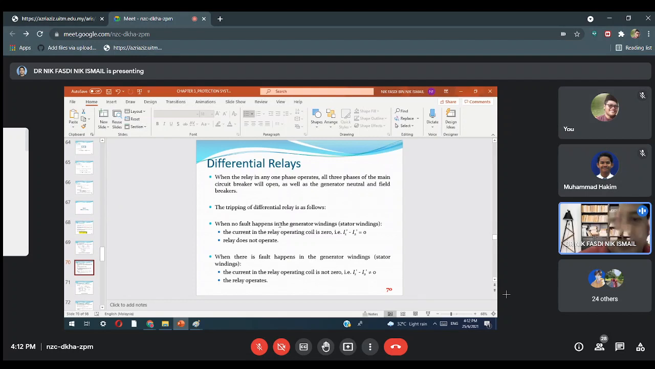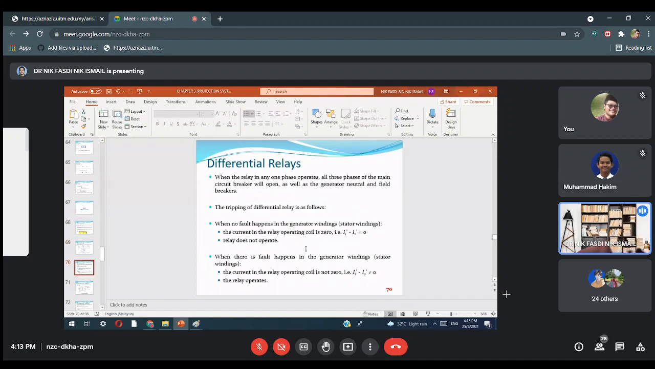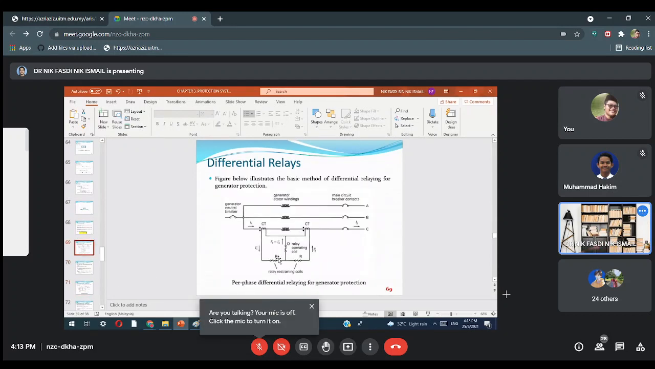When no fault happen in the generator or stator windings, the current in the relay operating coil is zero. Maksudnya I1 prime minus I2 prime is zero. No fault. Okay. Maksud kat sini, no fault. Relay to operate, no fault. Zero. Okay, relay does not operate. When the fault happen in the generator windings, the current of relay operating is not zero. Maksudnya when I1 prime minus I2 prime is not equivalent to zero, so relay operates. It's a simple concept, yeah. Okay. Alright.